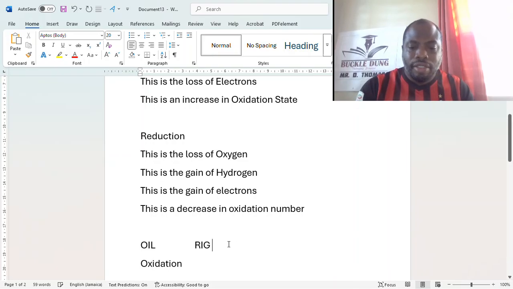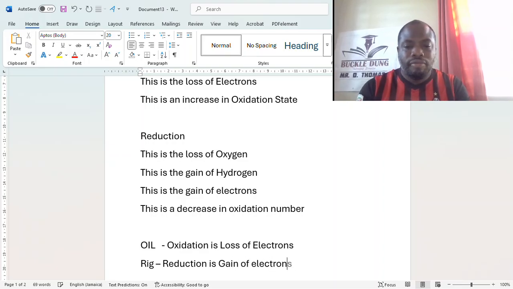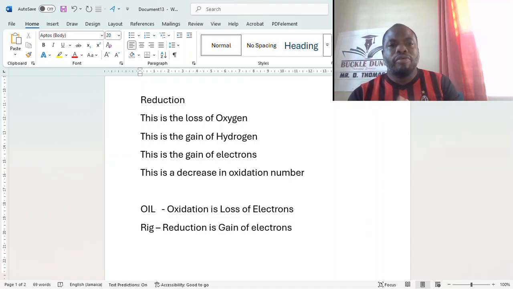Maybe I should write this another way. Oxidation is loss of electrons. And the RIG, reduction, is gain of electrons. Yeah? So if you typically want to remember, just remember OIL RIG.